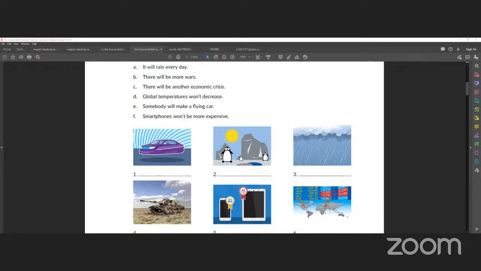Nestor, could you please help me with letter A? Which is the correct picture with the letter A? Okay, Nestor, I'm sorry. Let me explain it a better way. For picture number 1, which is the correct option: A, B, C, D, E, or letter F? Could you please pick the best option and read it, please? Somebody will make a fly car. Correct. Okay, so remember, Nestor, this is just an assumption. It's a prediction, but it's not based on fact, no evidence. Thank you. Let's move on.